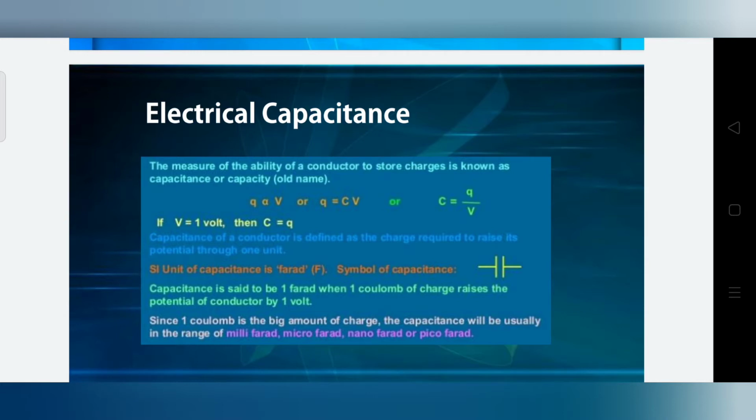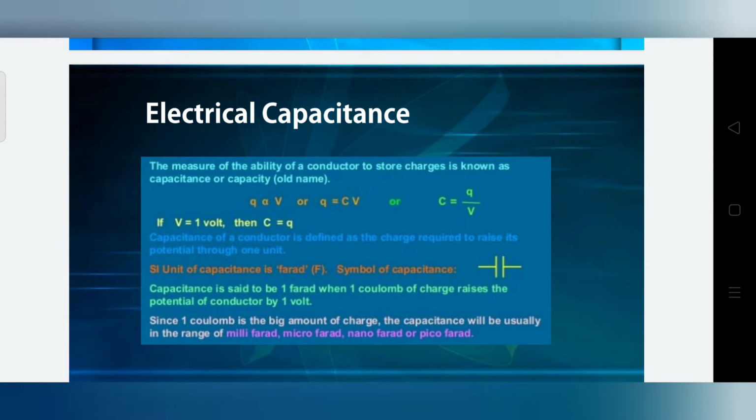The charge Q is directly proportional to the voltage. Q is equal to CV, or C is equal to Q divided by V, which is the representation of C. The capacitance of a conductor is defined as the charge required to raise the potential through 1 unit. The SI unit of capacitance is farad, and the symbol is here.